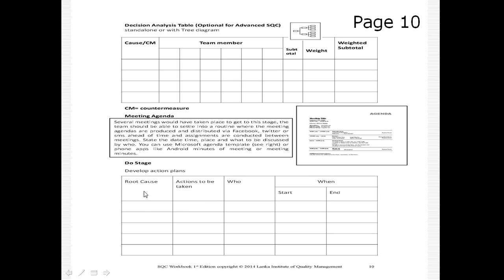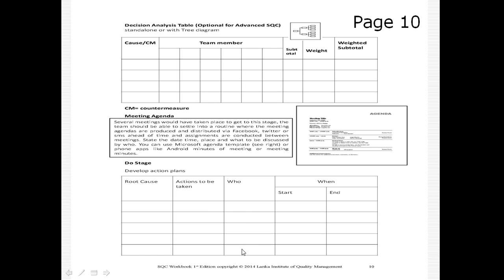Okay, so now in the do stage, you need to start developing your counter actions, your countermeasures. So in this column on the left hand side of this table here, fill up the root causes that will come from your fishbone diagram. Then the actions to be taken. Of course, this may not have enough space in your workbook, so write on another piece of paper. This is a bit small here, but then again, this is just a simple workbook for you to follow the procedure.